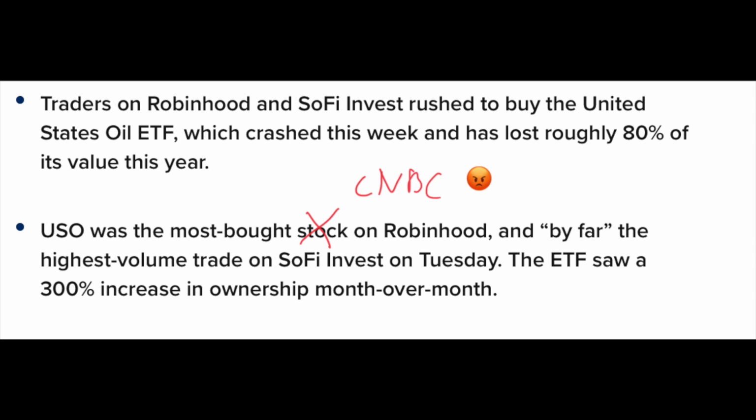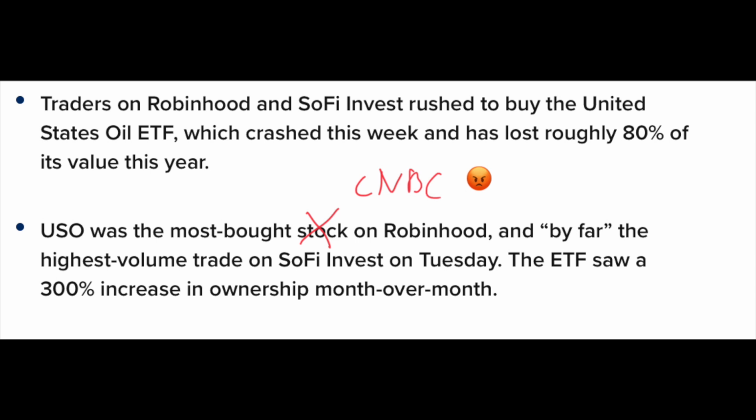"USO was the most bought" - it's not a stock. Why are you calling it a stock, man? Come on. "USO was the most bought, let's call it thing, on Robinhood, and by far the highest volume trade on SoFi Invest on Tuesday. The ETF saw a 300% increase in ownership month over month," guys.